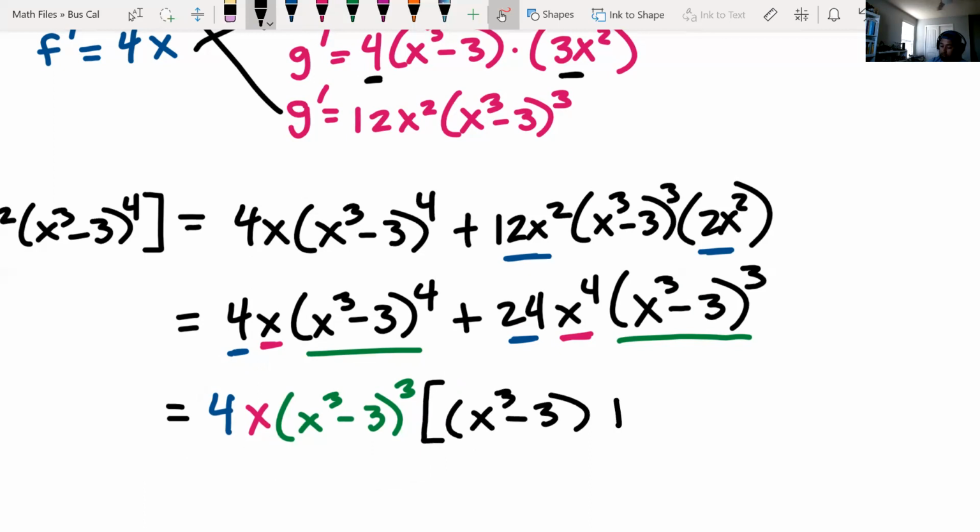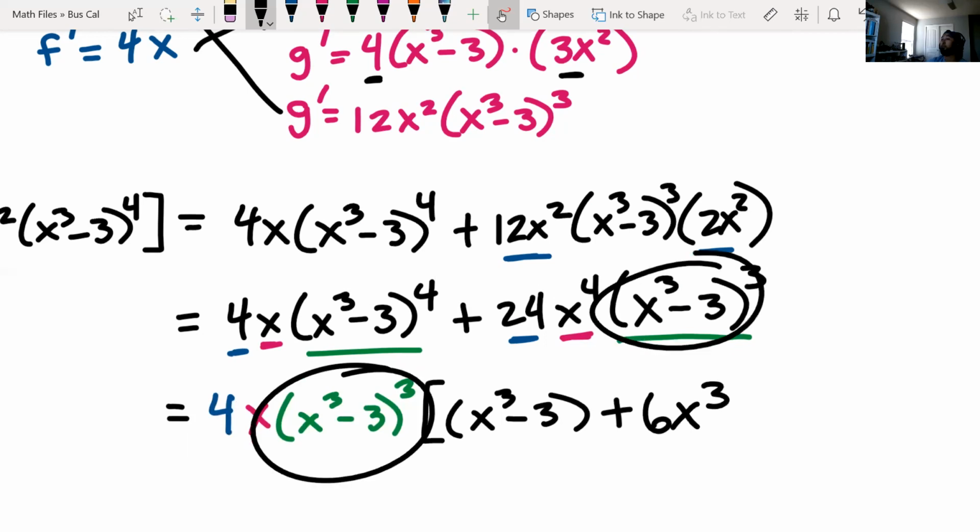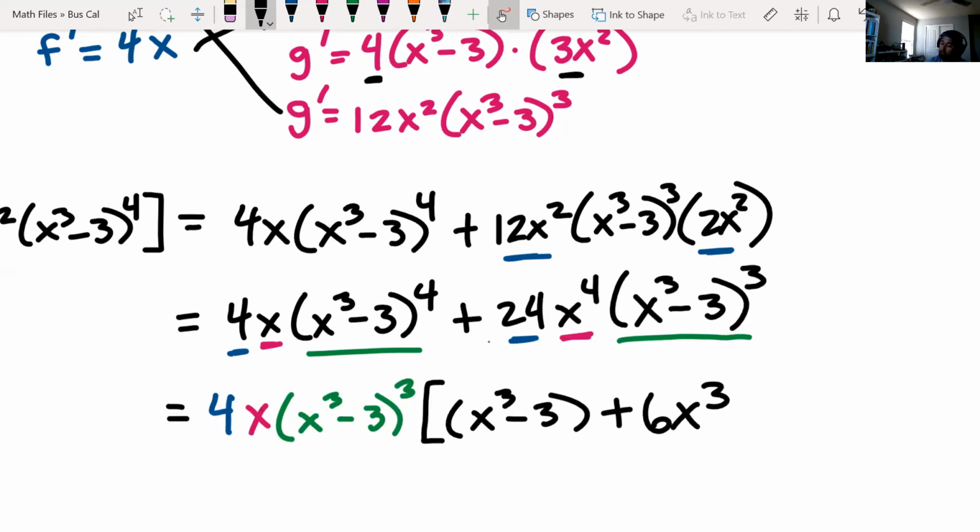And now we do it again. 4 factored from 24 will give me 6. x factored from x to the fourth will give me x cubed. And then x cubed minus 3 to the third from x cubed minus 3 to the third will cancel. So all I'm left with is just 6x cubed.